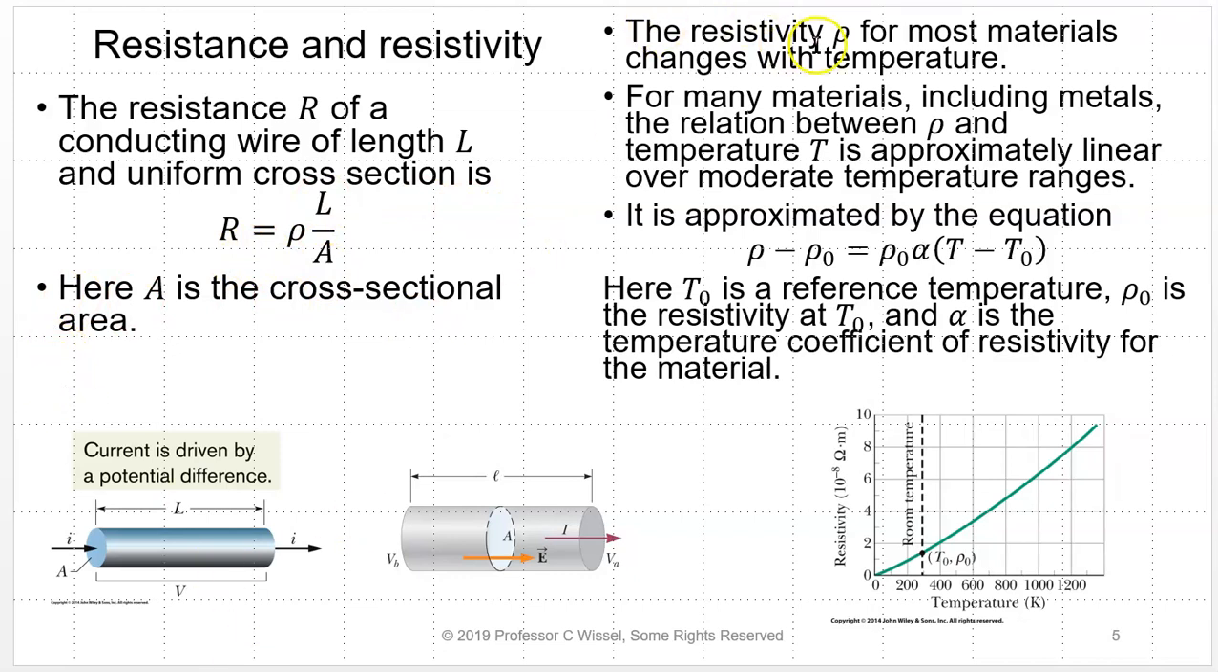And of course, the resistivity rho for most materials actually changes with temperature. For many materials, including metals, the relationship between rho and the temperature T is approximately linear over moderate temperature ranges. It is approximated by the equation rho minus rho naught equals rho naught alpha times (T minus T naught). T naught is the reference temperature, rho naught is the resistivity at T naught, and alpha is the temperature coefficient of the resistivity for the material.